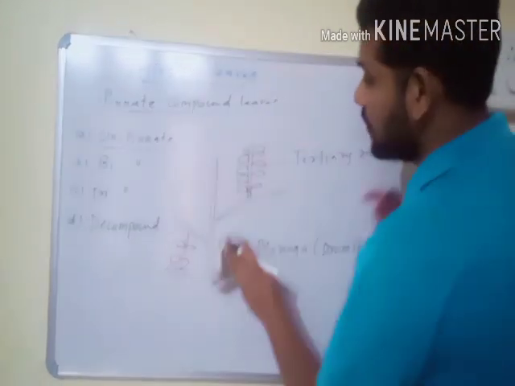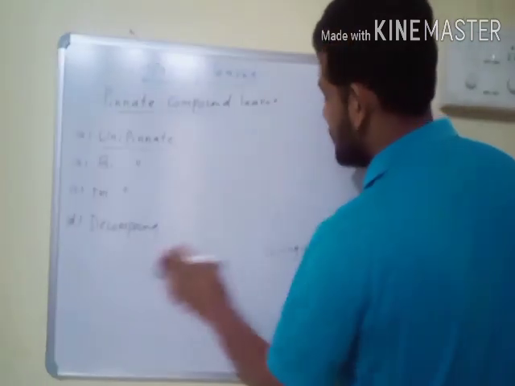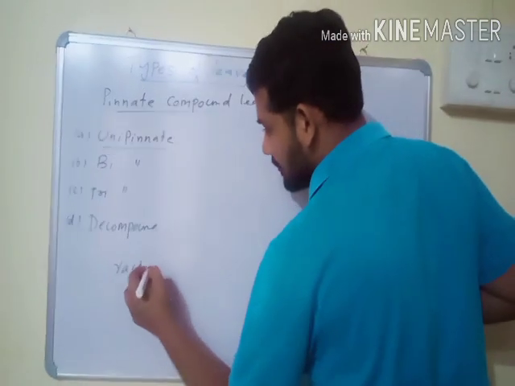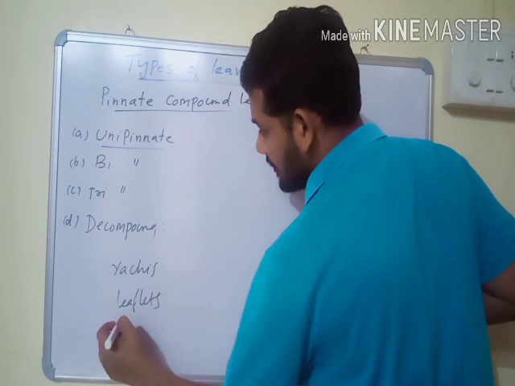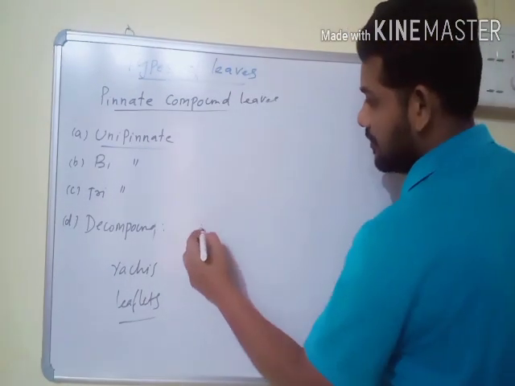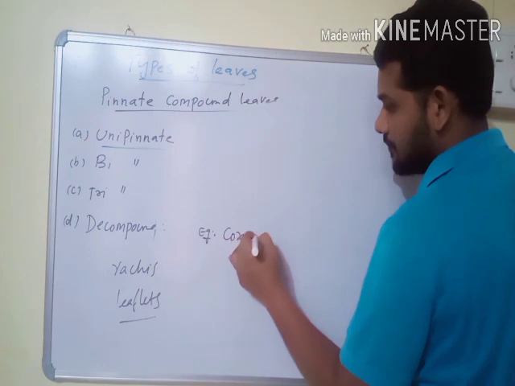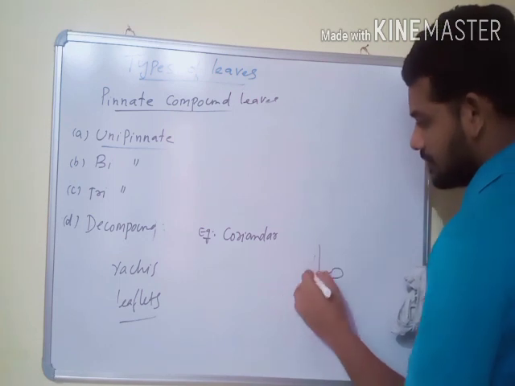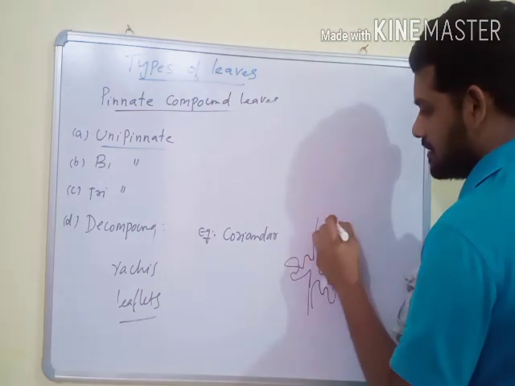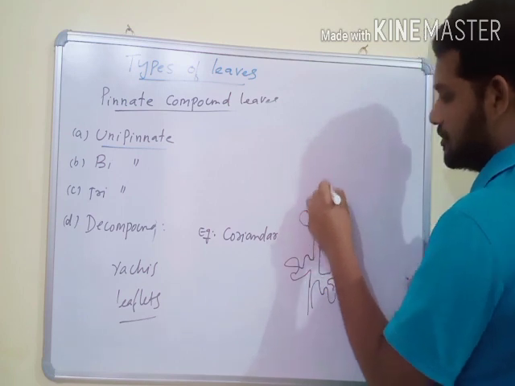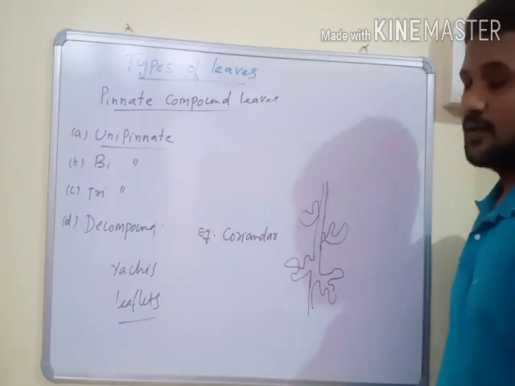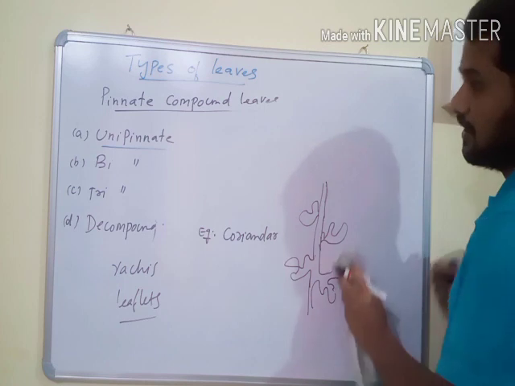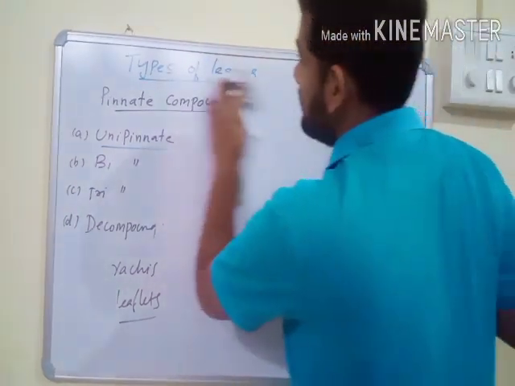And next one is decompound leaves. In decompound leaves, the leaf possesses more than 3 rachis. And here rachis and leaflets are fused to form a complex structure. Example is coriander. In coriander, rachis and leaflets are fused, but more than 3 leaflets are present. Leaflets and rachis are fused to form a complex structure. So this is called a decompound leaf, and example coriander. And these are the 4 types of pinnate compound leaves.